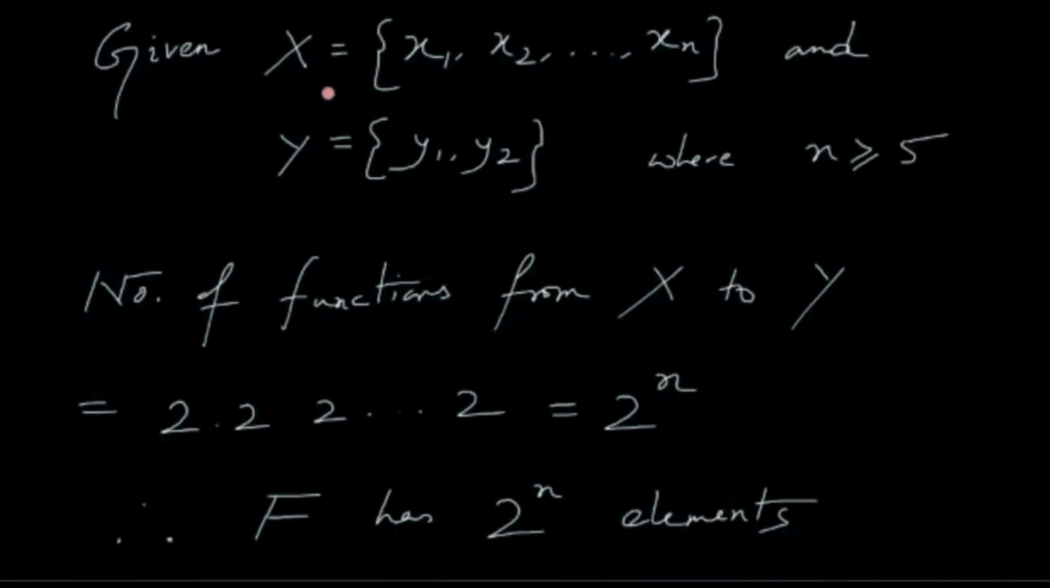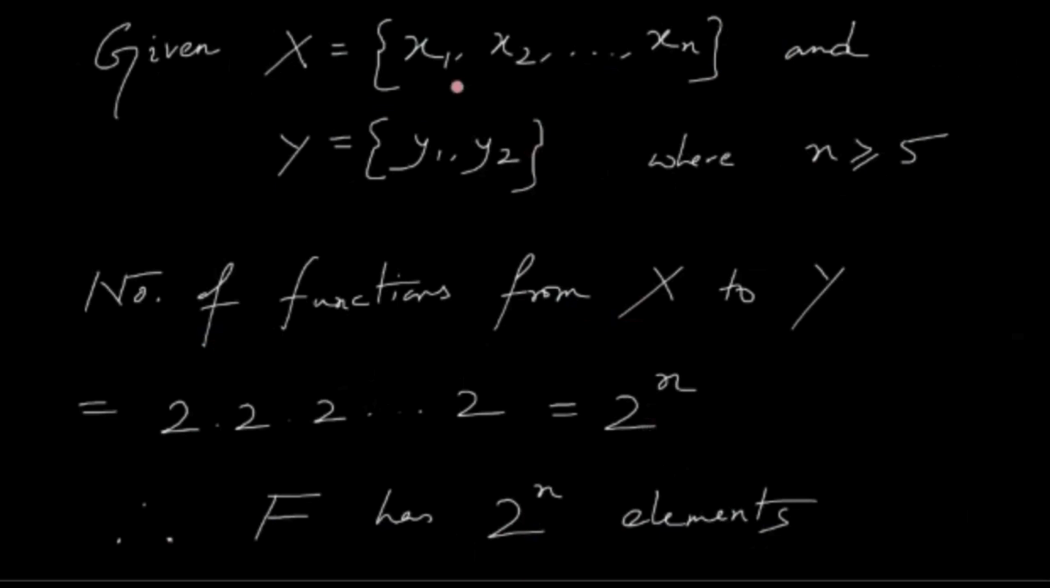So basically we need to find the number of functions in the set capital F, and the number of functions in the set capital G, right? So let's see. It's a very easy problem actually. Given X is the set x1 through xn, and Y is the set containing only two elements. Note that n is greater than or equal to 5. This is also quite important. The number of functions from X to Y, that means any functions, is actually 2 to the n.